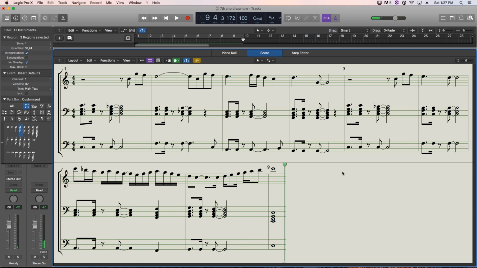And there you go, just two really simple examples, one with just triads and the other with dominant or major minor 7th chords substituted for the 1, 4, and 5 chords.